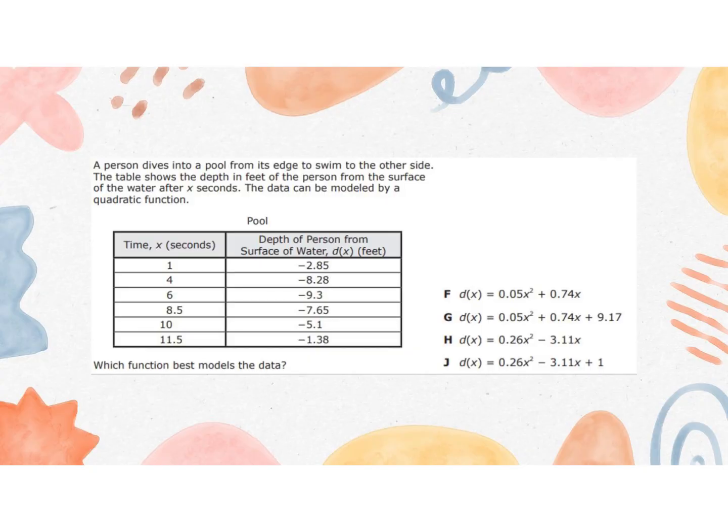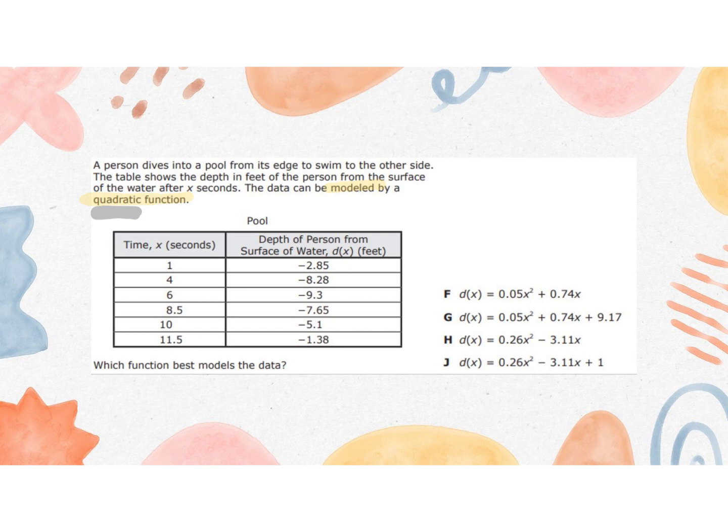So here's another example as we get close to summer: a person diving into a pool, swimming. Once again, I'm going to read the problem in its entirety. I know that it wants to know which data can be modeled with a quadratic. So there's the key right there. I want to make sure I recognize quadratic, so I know I'm looking for that formula of ax squared plus bx plus c.